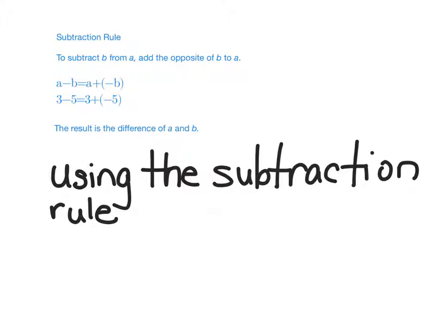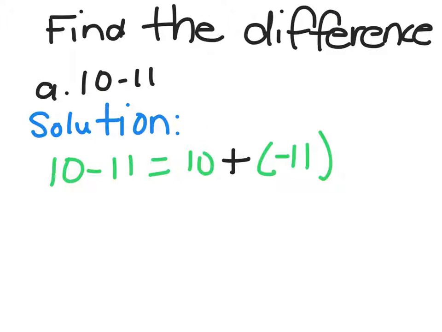So now we want to look at some examples using the subtraction rule. So here, find the difference. The first example is 10 minus 11. To get the solution, we're actually going to rewrite this using the subtraction rule. So 10 minus 11 becomes 10 plus negative 11. So we added the plus sign. We work it out and we get the answer is negative 1. 10 plus negative 11 is negative 1.